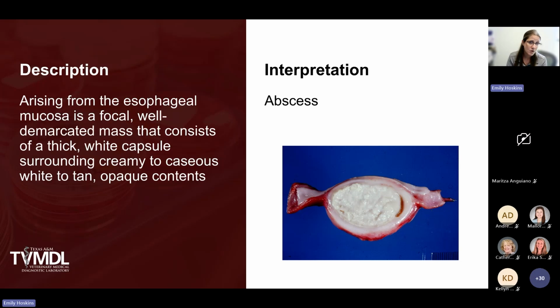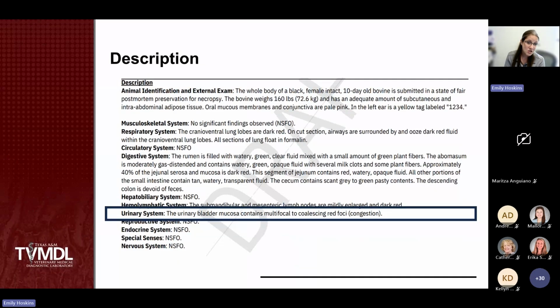So a description for an abscess would be: arising from the esophageal mucosa is a focal, well-demarcated mass that consists of a thick white capsule surrounding creamy to caseous, white to tan, opaque contents. The interpretation of that lesion would then be an abscess. So going back to our description, under the urinary system, I have the urinary bladder mucosa contains multifocal to coalescing red foci. And in parentheses, I have congestion. So I interpreted those red foci as congestion based on my previous experience and what I have seen in that particular tissue before, but there's no 100% guarantee that those red foci actually did represent congestion. That was my interpretation.